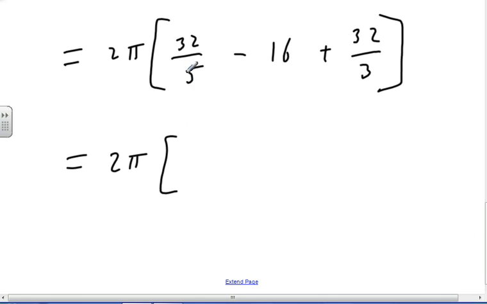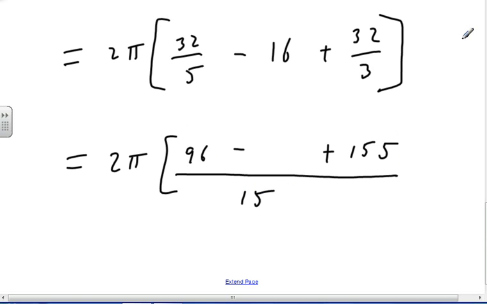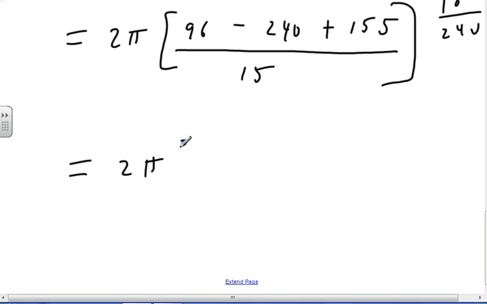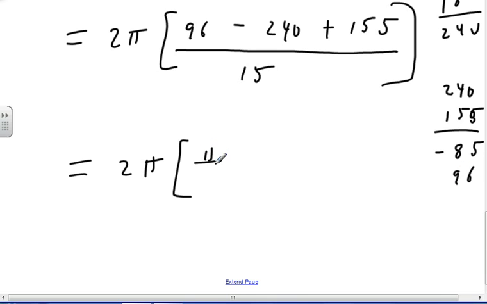2 pi, 3 times that, 96 minus something plus 5 times this, 155 over 15. And then what's 15 times 16? 240. All right. 2 pi. So I got 240 minus 150 and 155. 5 from 3 is 8. And that's going to be a minus number. I'm going to add 96, which is going to be 11 over 15. So final answer, 22 pi over 15.